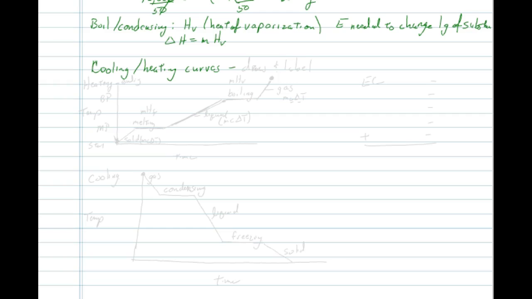You'll have to draw and label on a quiz or a test, for example, a heating curve. Here you have your temperature. This axis you have your time. If it's a heating curve, you're going to start at a low temperature, so you're going to be down here. This is your starting temperature.